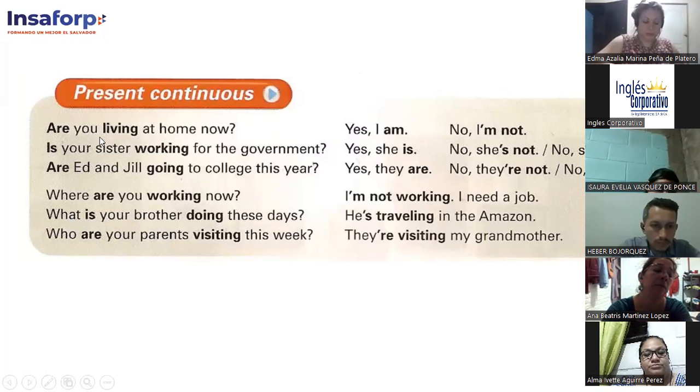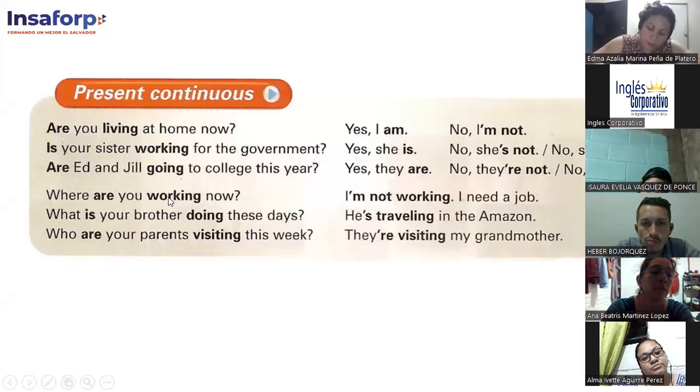If you notice, the only difference is that in WH questions, you only put the WH word, where, what, who, why, which, how, at the beginning. And then we have the same structure, the verb to be, the subject, and the ing verb. So that is the present continuous.